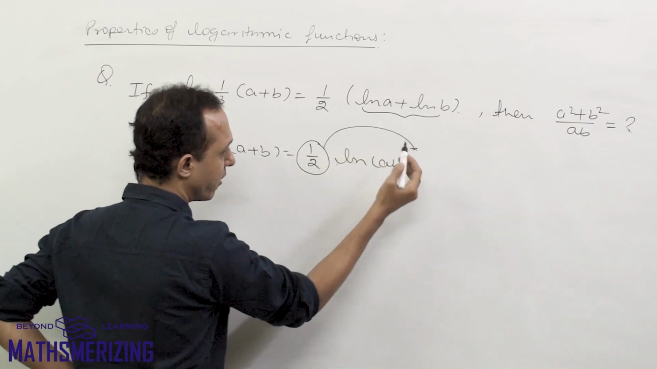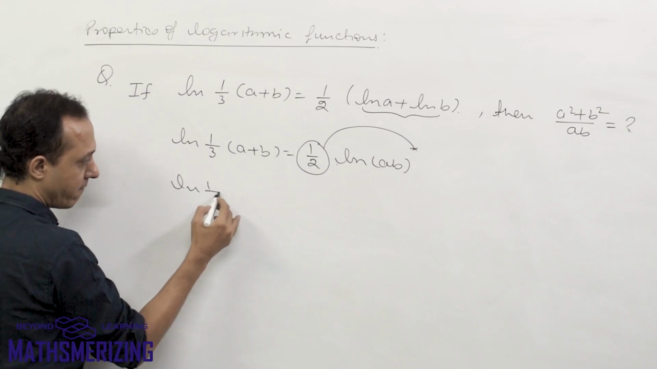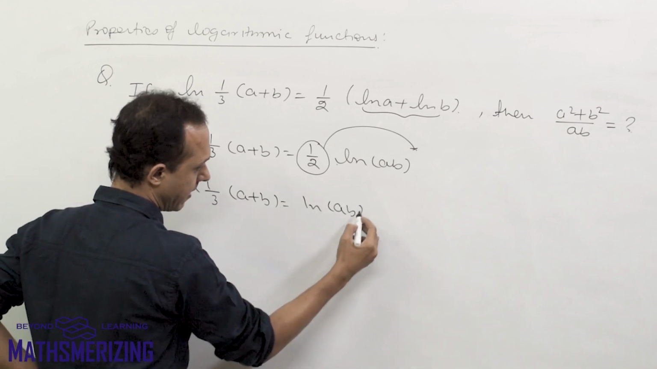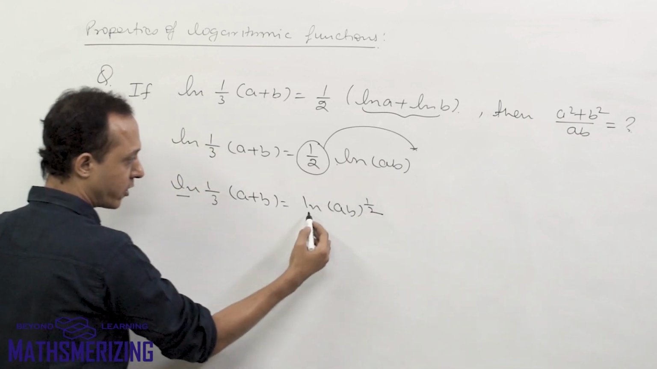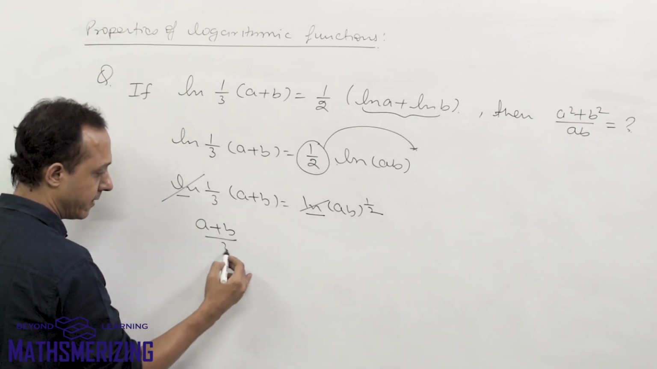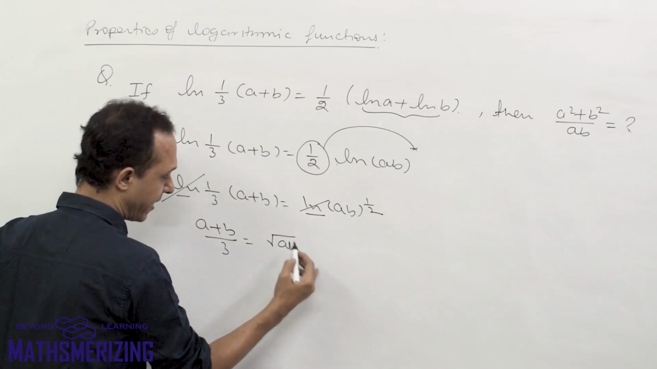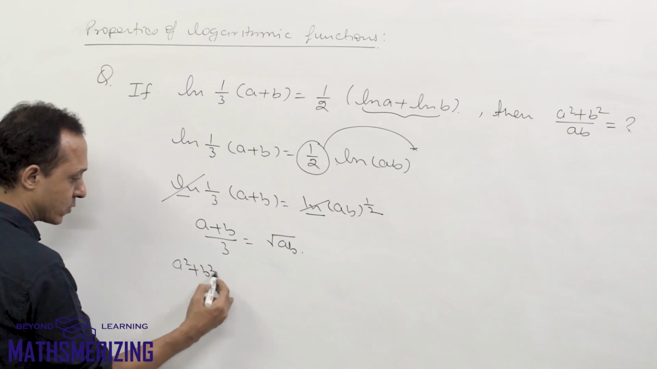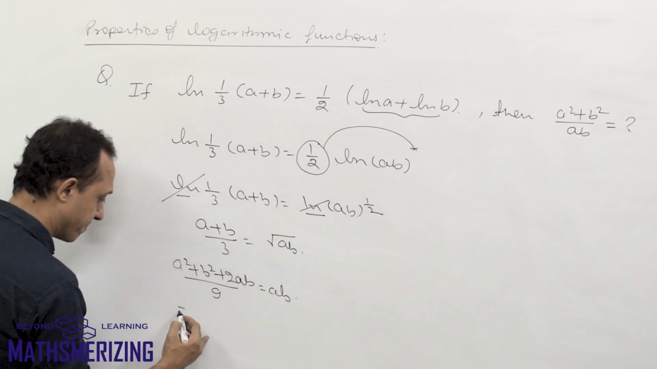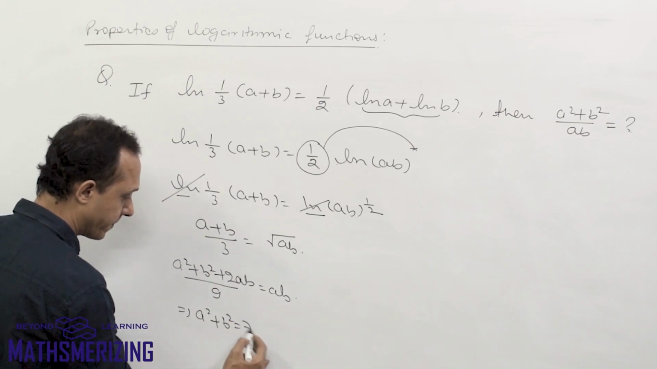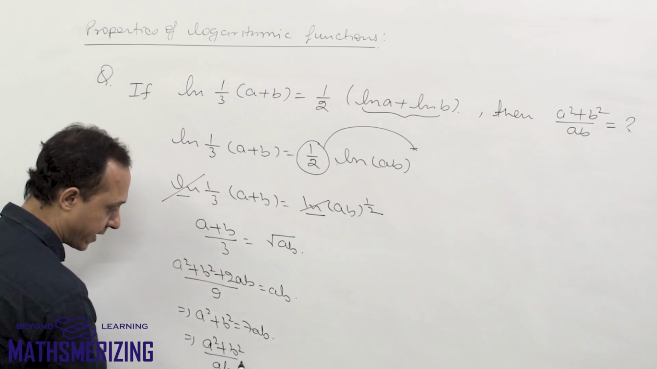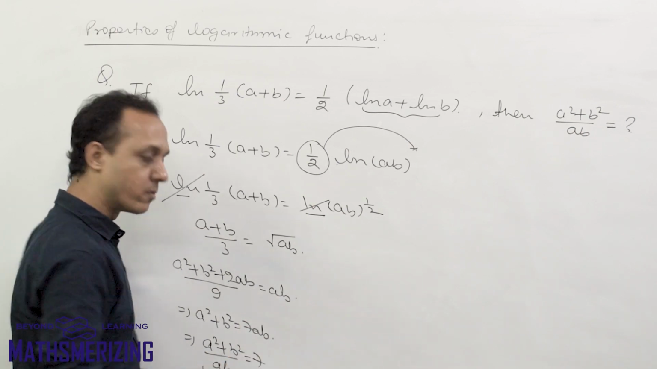Now I do see another property, which is 1 by 2 into log m, so I can take this to the power of log. So I can write it as log of 1 by 3 (a plus b), and this is log of ab to the power 1 by 2. Now we have logarithmic expressions and the base is the same, so I can cancel log with log. So I can write (a plus b) upon 3 is equal to under root of ab. Now I'll square it. If I square it, I'll get (a square plus b square plus 2ab) upon 9 is equal to ab. If I simplify, I can write it as a square plus b square is equal to 7 times ab. If I divide it by ab, I can write it as (a square plus b square) upon ab, and this is equal to 7.